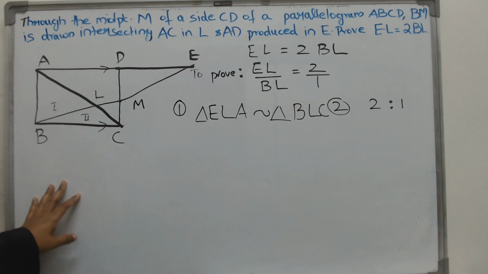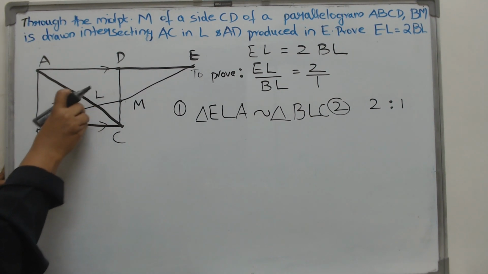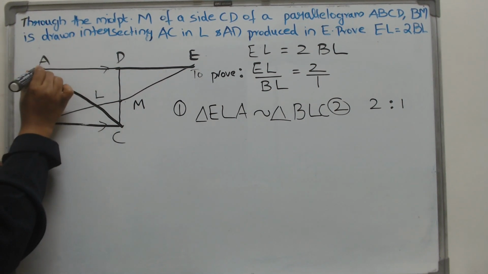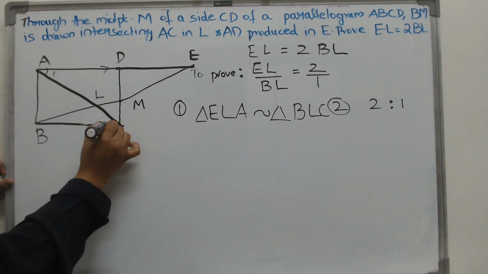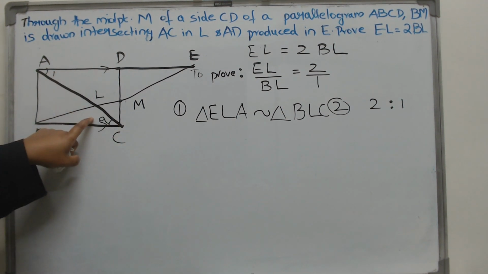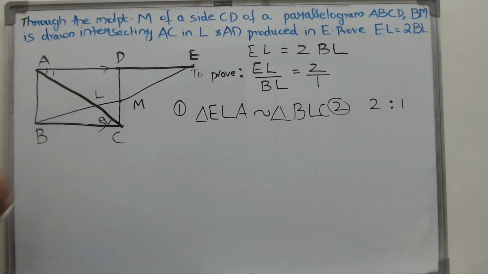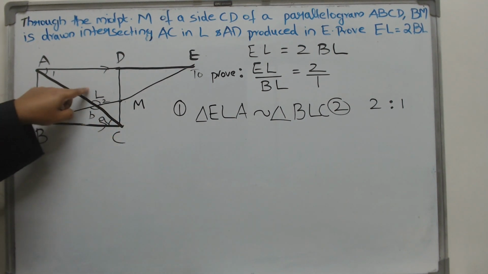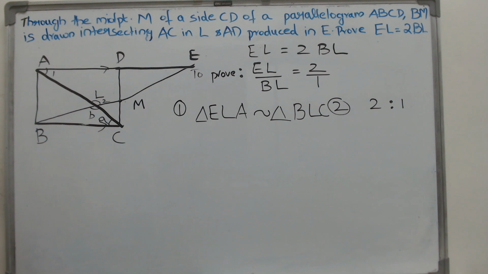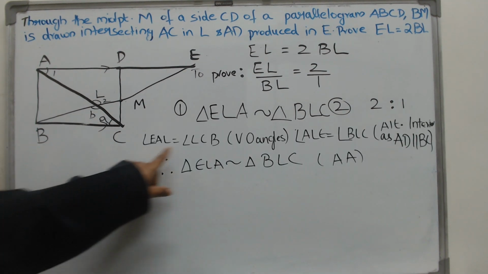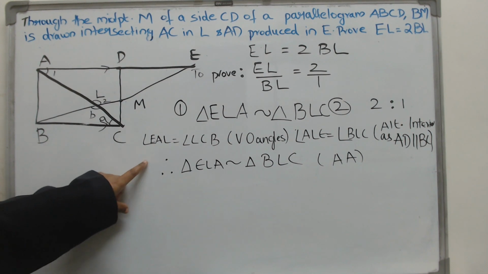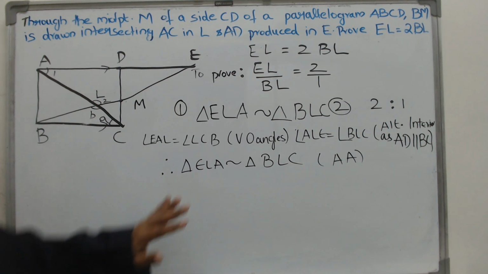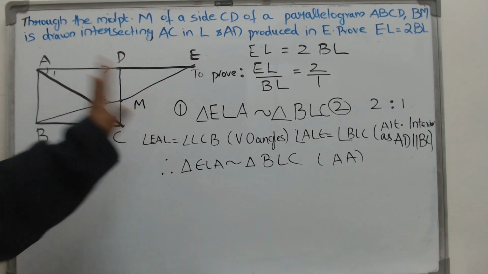Now, how do we prove that they are similar? As we said, these two lines are parallel, which means if I name this as 1 and this as A, 1 and A are equal because they are alternate interior angles. And if I name this as 2 and this as B, again 2 and B are equal because they are vertically opposite angles. So there we have two sets of angles which are equal, which means using the AA criterion for similarity, good news, we have proved our first part. The first part is done.